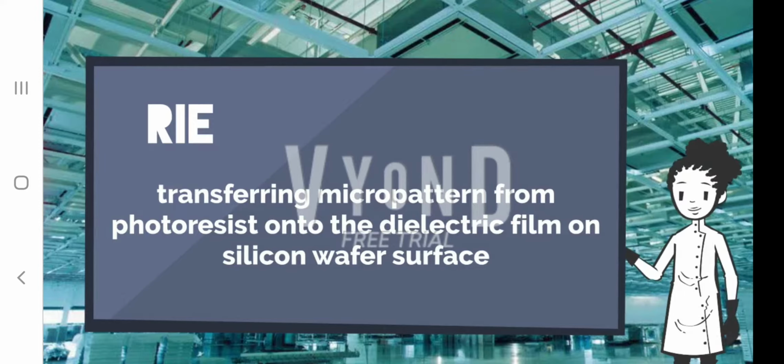This means that areas that were left uncovered by the photomask will be removed. RIE is repeated every time there is a process involving lithography or masking.